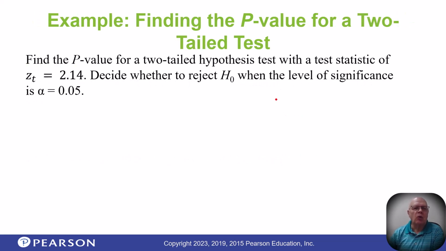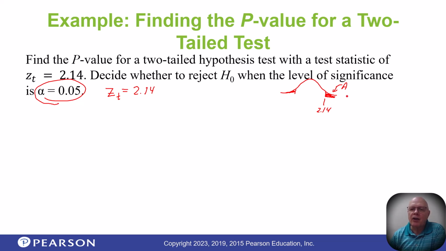Let's try another one. We want to find the p-value for a two-tailed hypothesis test. So let's go with a picture here. We've got two tails this time. Now we want to find out whether we're going to reject the null hypothesis with an alpha of 0.05, which you'll find quite often. Now our z statistic is 2.14. Well, that happens to be out here, so we'll be finding this area right there.